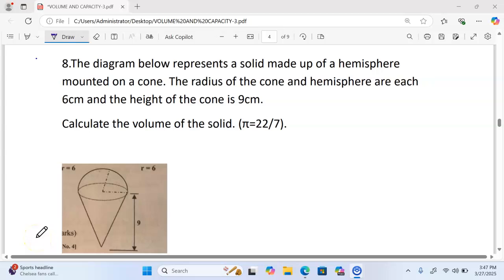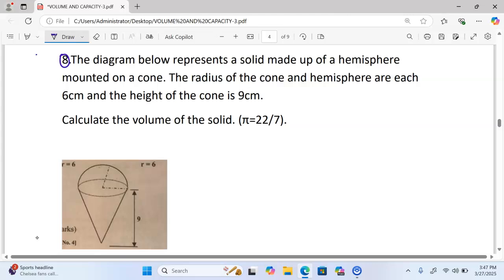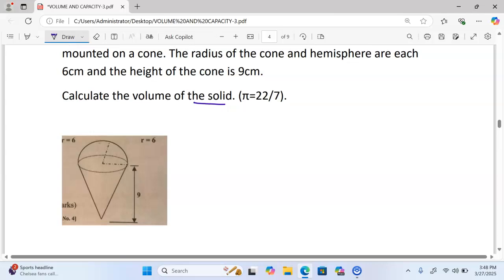We are looking at a question on volume, and the question reads: the diagram below represents a solid made up of a hemisphere mounted on a cone. The radius of the cone and the hemisphere are each 6 centimeters, and the height of the cone is 9 centimeters. Calculate the volume of the solid. Remember, the solid is made up of a cone and the hemisphere.